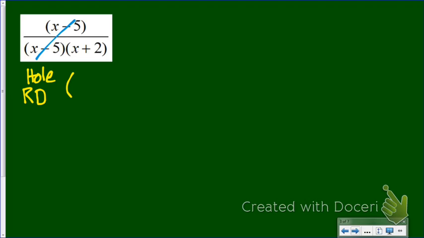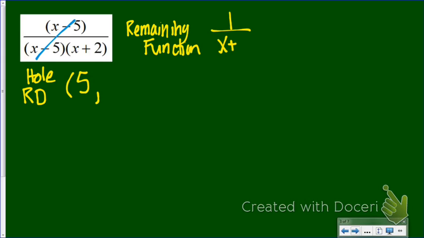The x-coordinate of that hole is going to be 5, because that is the 0 of the canceled out factor. Then to get the y value, I plug 5 into the remaining function. Now be careful here. The remaining function in this case is not x plus 2, because x plus 2 is still in the denominator. My remaining function is 1 over x plus 2. So I plug 5 in there, and I end up with 1 over 7. And that's where the hole of my graph is.